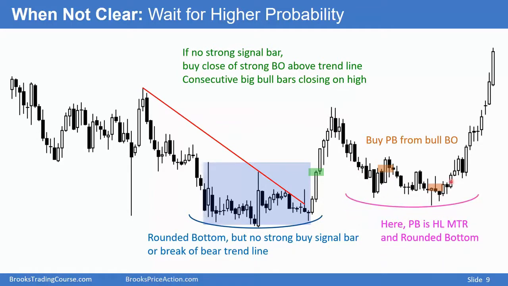If you want, you can call this a rounded bottom. We have a bear trend and a rounded bottom. I think it's a big, higher low major trend reversal. Bear trend, a sloppy, weak bear trend, but bear trend.